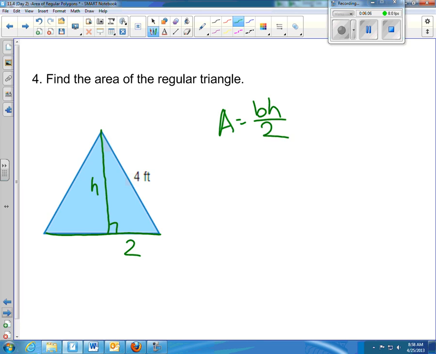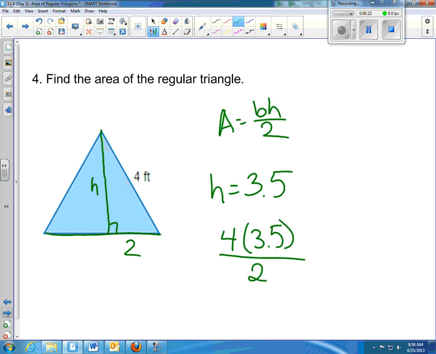All right, so we find that from our Pythagorean theorem, we get a height of about 3.5. So we're going to take our base, and now we're talking about the whole triangle, so our base isn't just the 2. Our base is the 4 times our height of 3.5 and divide by 2. So we end up with 7 feet squared, finding the area of the triangle.